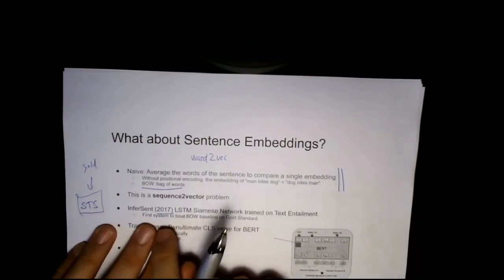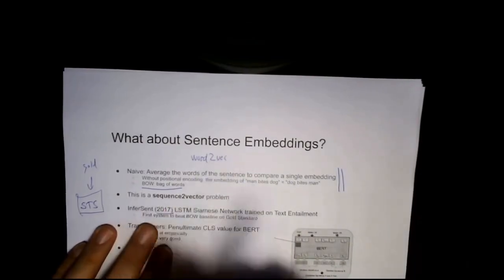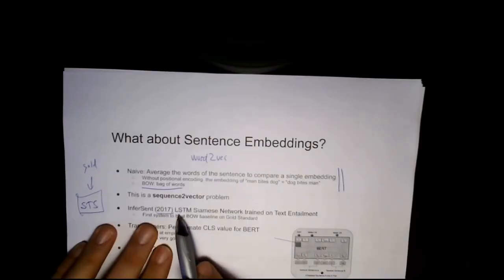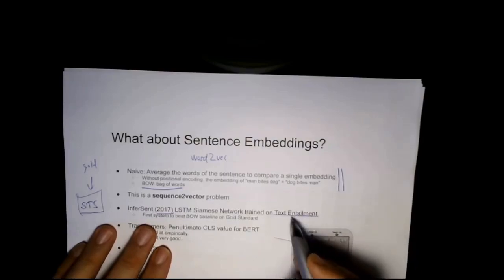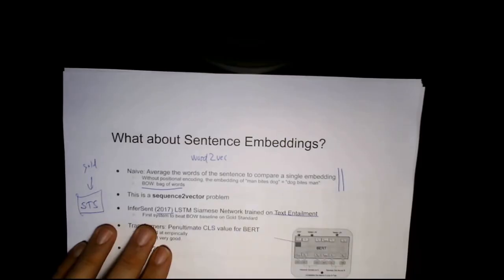In 2017 this InferSent system came along, which was an LSTM, a long short-term memory network, which is a recurrent neural network. It was a Siamese network, and I'll talk about that in a second, that was trained on text entailment. It used a text entailment corpus to do the training to derive the inferred distance between sentences.